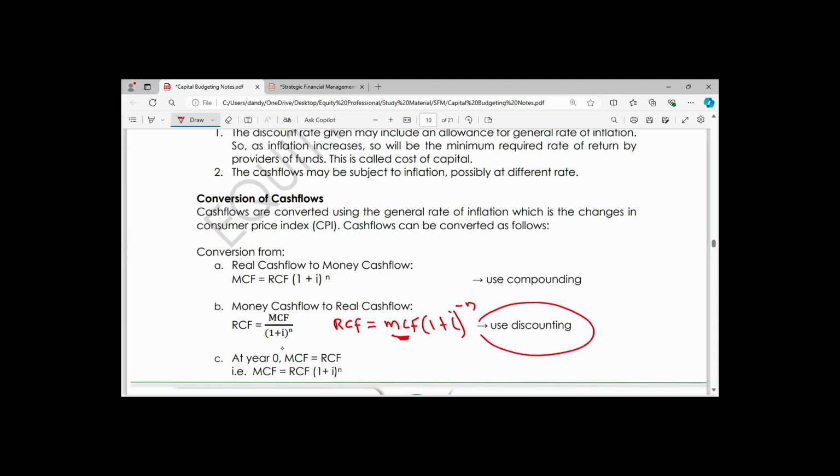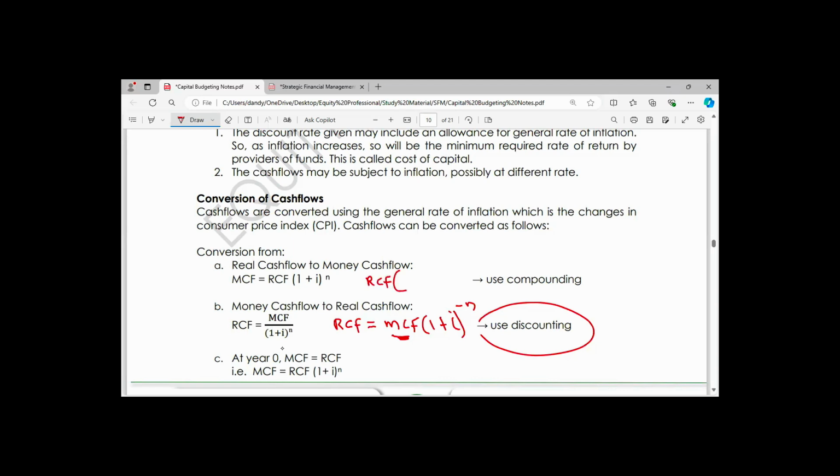Then how do you convert real cash flow to money cash flow? When you want to convert real cash flow to money cash flow, you are supposed to compound it. Remember, the real cash flow does not include inflation, so you want to calculate the cash flow that includes inflation. It means that you have to inflate the real cash flow to the money cash flow equivalent. So just pick your real cash flow that is given to you.